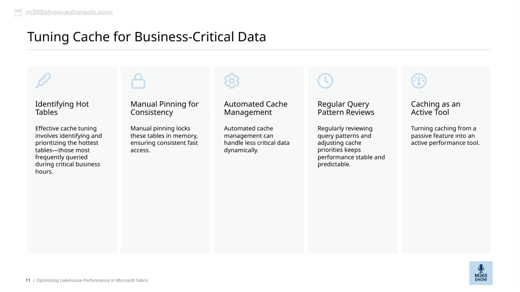Finally, effective cache tuning involves identifying the hottest tables, those most frequently queried during critical times. Prioritizing these ensures that our cache is optimized for the most impactful data, ultimately enhancing the overall performance of our Lakehouse environment in Microsoft Fabric.